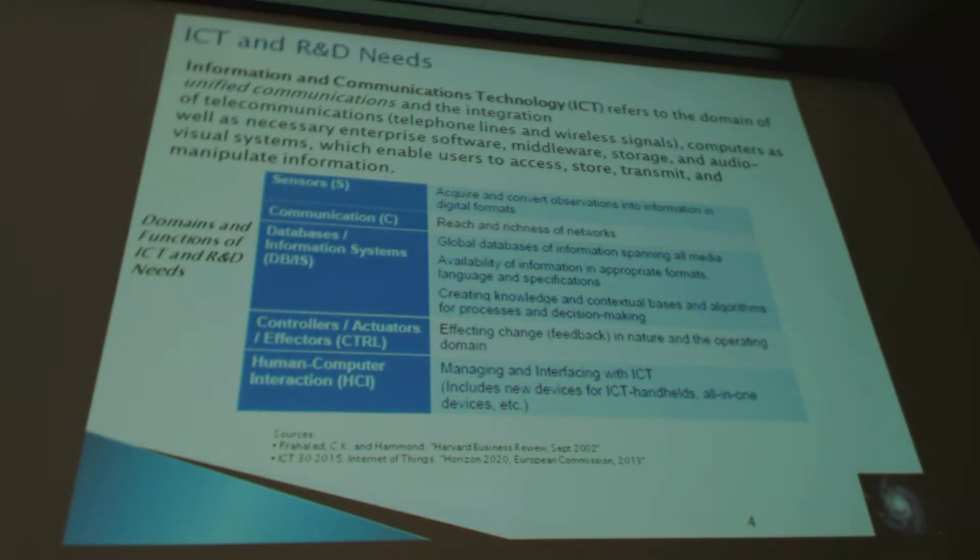The first is sensors, abbreviated by S. Here the R&D needs really focus on developing tools and methodologies to acquire observations and then convert these observations into information for analysis. The other domain is communication, abbreviated by C. Here the R&D focus is to develop or enhance usability and the features of networks for reach and richness.